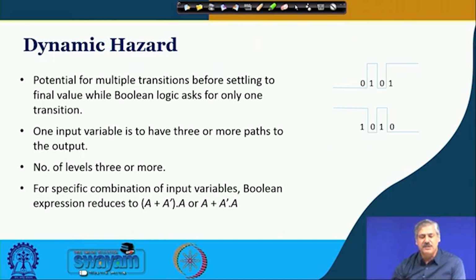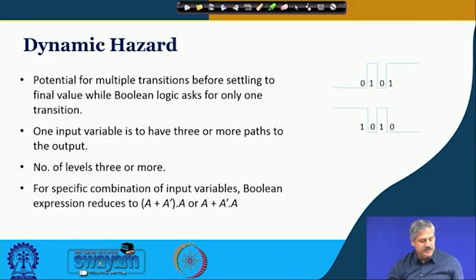For this kind of change, we would notice that the input variable actually causing it has 3 or more paths to the output, and the number of levels involved should be 3 or more. Earlier we saw that there are 2 levels. Okay. And inherently one can see a relationship like a plus a prime and a, or a plus a prime and a. So, inherently there is a static 1 and static 0 kind of relationship emerging somewhere, and this is what is visible in a dynamic hazard causing circuit.